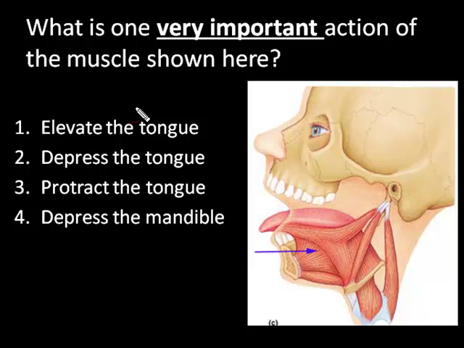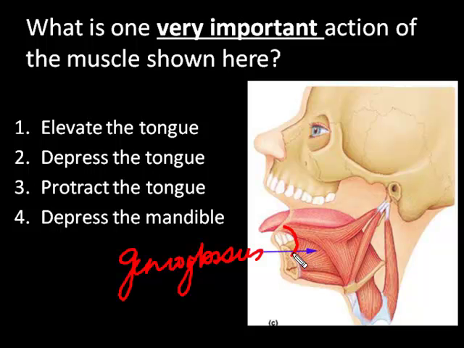compared to any of the other actions. So let's look at some of the actions which are given here. The first one is elevate the tongue. This muscle, of course, is the genioglossus, and elevating the tongue is not one of its actions, because in order to elevate the tongue you have to have something that's going to pull it from the top. Whereas this muscle, when it acts, you can see these fan-shaped fibers. When this muscle acts, it is going to pull the tongue down. So elevate the tongue is not one of its actions. Depressing the tongue is one of its actions, but it's not a very important action. So therefore this would not be one of the choices.